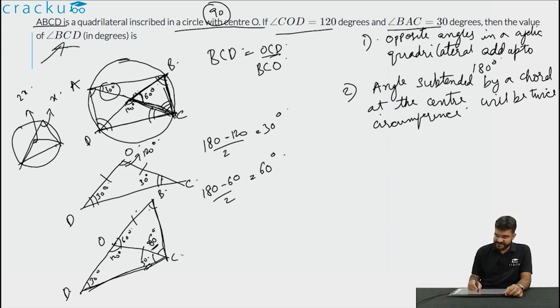We have learned two things. One is that in a cyclic quadrilateral, the opposite angles add up to 180 degrees. And the second one is in a circle, the angle subtended by any chord at the circumference will be half the angle that it subtends at the center. So if this is x, this will be 2x. So the answer in this case is 90 degrees.